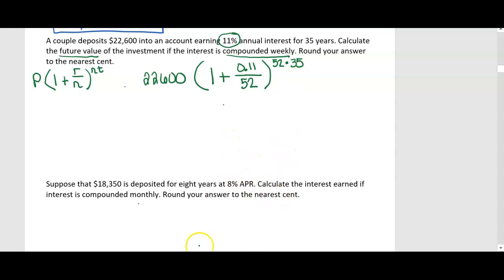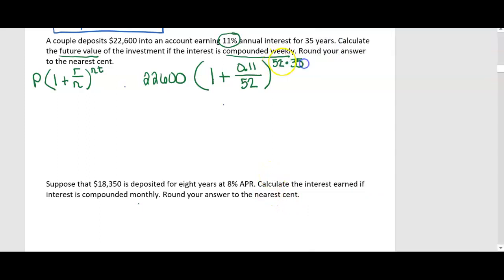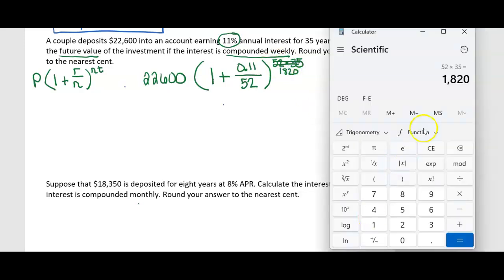So again, with my calculator, I would want to go ahead and figure out what 52 times 35 is. 52 times 35 is 1,820. So I'm going to mark that out and put 1,820. And then we're going to use our calculator to figure out our future value. 22,600 parentheses 1 plus 0.11 divided by 52, close the parentheses, to the, so we've got to use that XY button, 1,820th power.